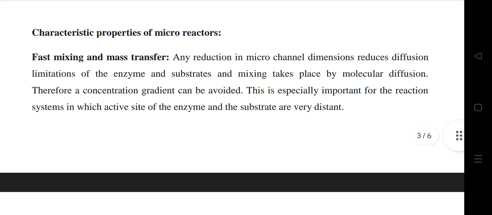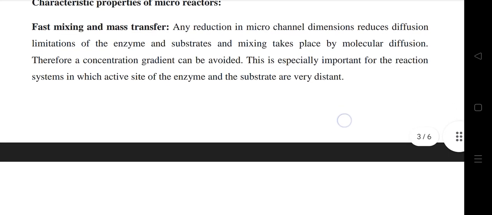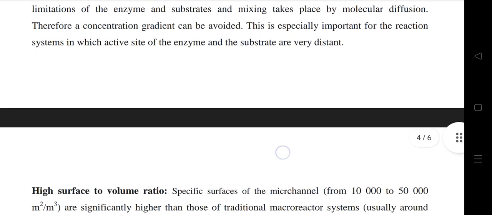Characteristic properties of microreactors. Basically, microreactors are best with their fast mixing and mass transfer. Any reduction in microchannel dimensions reduces diffusion limitation of the enzyme and substrate, and mixing takes place by molecular diffusion. Therefore, a concentration gradient can be avoided. This is especially important for reaction systems in which the active site of the enzyme and the substrate are very distant. It is basically a relationship between an enzyme and substrate.